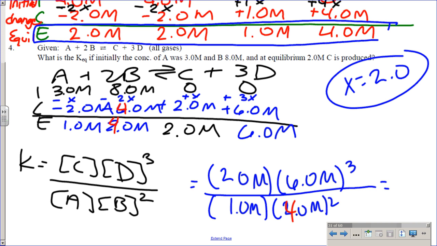Some of us are still working on it. Okay. So once you do get your ICE box done, it's easy. You have your equilibrium values, and you plug them into your equilibrium expression. Don't forget, you do have to cube stuff and square stuff. So 6 cubed is, what's 36 times 6? 216 over 4 squared is 16. So 216 over 16 was 27. Answer? Yeah? There you go.